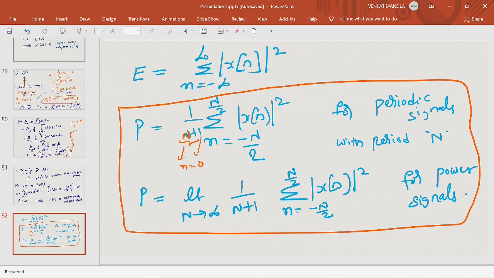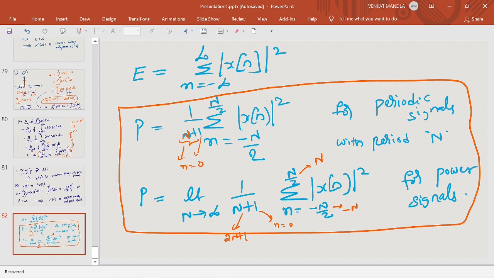And for power signals, that is limit N tends to infinity 1 by N plus 1 sigma n equal to minus N by 2 to plus N by 2, here also capital N plus 1 values are there, because of n equal to 0. If you take a small n equal to minus n to plus n, suppose this is minus n and this is plus n, then we have to take 2n plus 1 as the total number of samples. From minus 1 to minus n we have n values, from plus 1 to plus n we have n values, total 2n, and at exactly small n equal to 0 we have one more sample, so the total is 2n plus 1. Look at the difference.